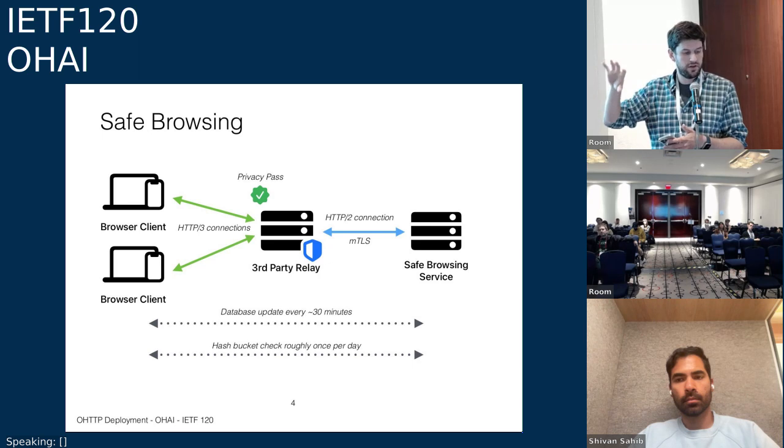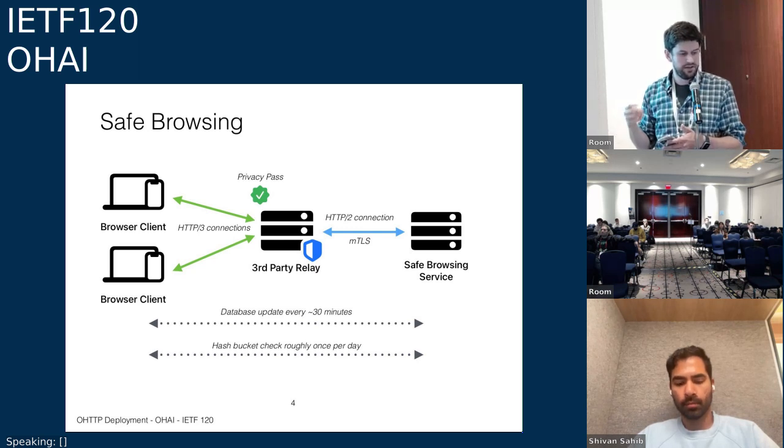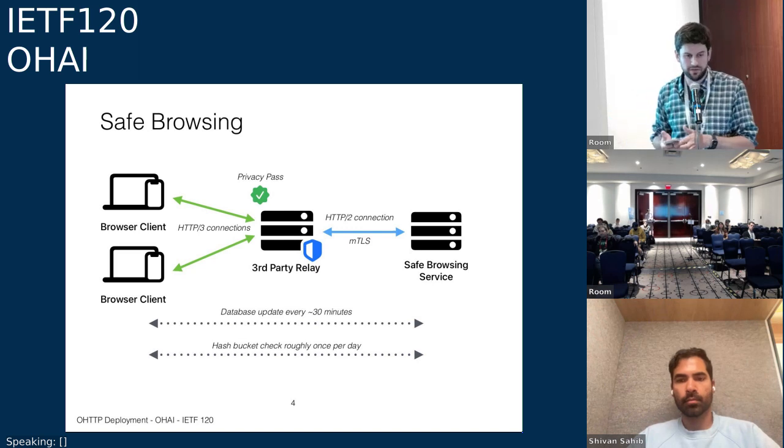And then the clients are authenticating to the relay using a Privacy Pass token. So the clients need to be able to fetch that ahead of time, just to say they're legitimate clients that are expected to use the service. And for this case, there's no actual authentication to the back end. And as I mentioned before, there's a periodic update that happens in the background, and then some more real-time updates when you have a potential hit.